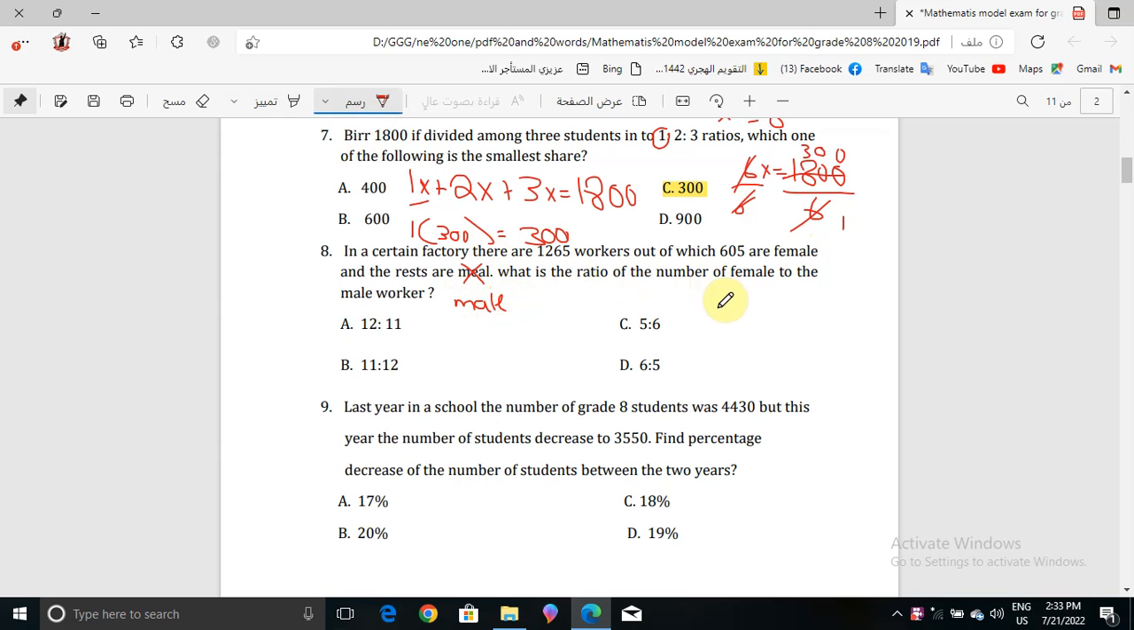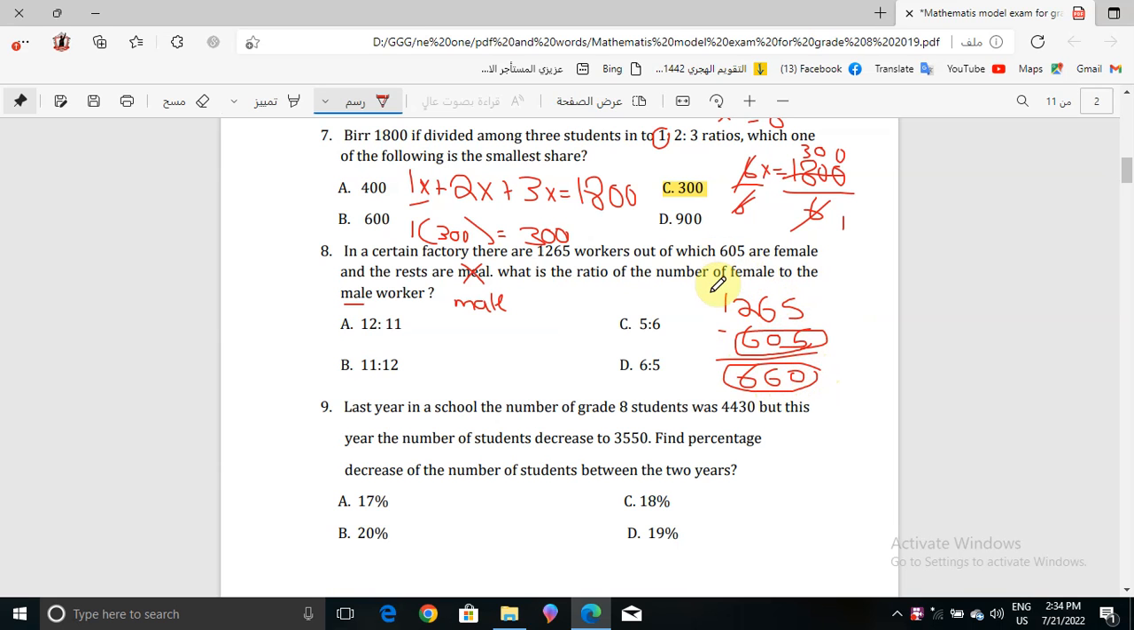Okay, what is the ratio of the number of female to the male? Yeah, here it's written correct. Worker. Okay, now what we will do here, first of all we need to find the number of males to make the ratio of female to male. So we'll subtract 605 from 1265. 1265 minus 605. So we will get 660. That means this is the number of males, right? And this is the number of females.